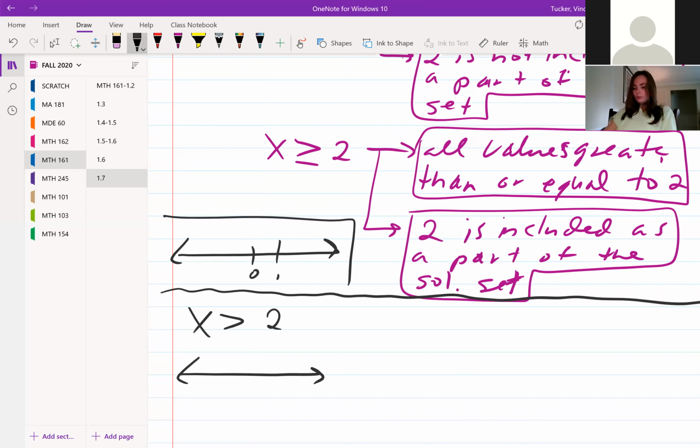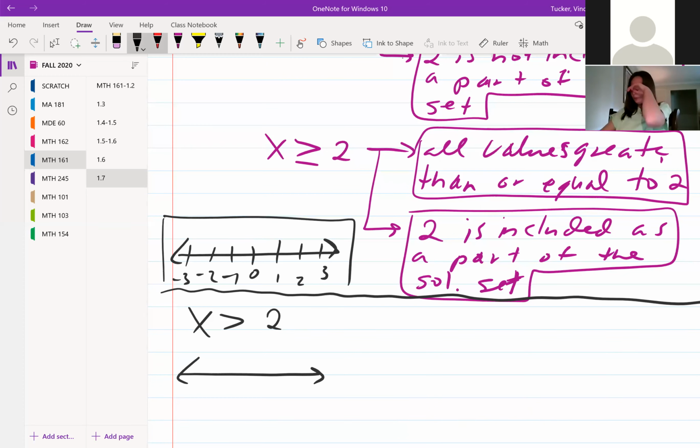Has 0 in the middle, 1, 2, 3, all positive values to the right of it, negative values to the left of it. So that's the number line we're talking about graphing on. So on your number line, no matter what's going on, if you're talking about values that are greater than your number, they will be to the right of it. Values that are less than that number will always be to the left of it.